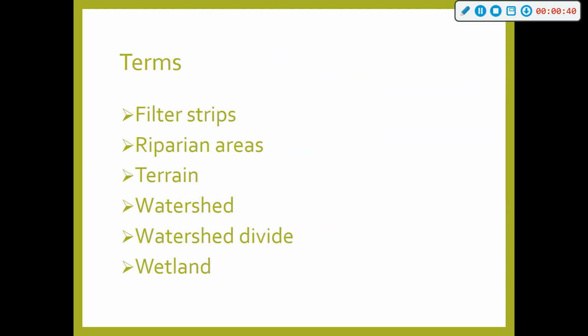So terms. These are going to be your vocab terms. So look at them, look for them throughout the presentation. I went easy on y'all this week.